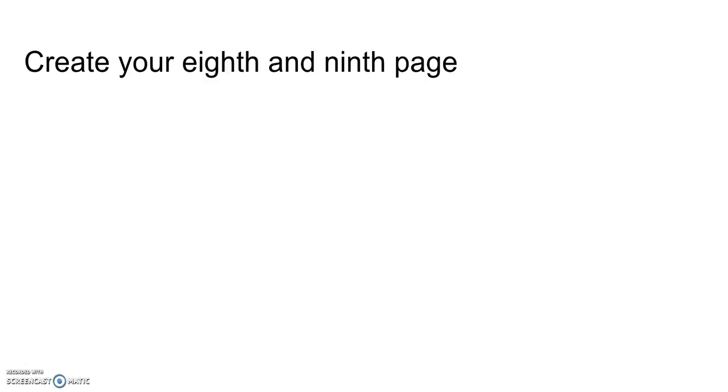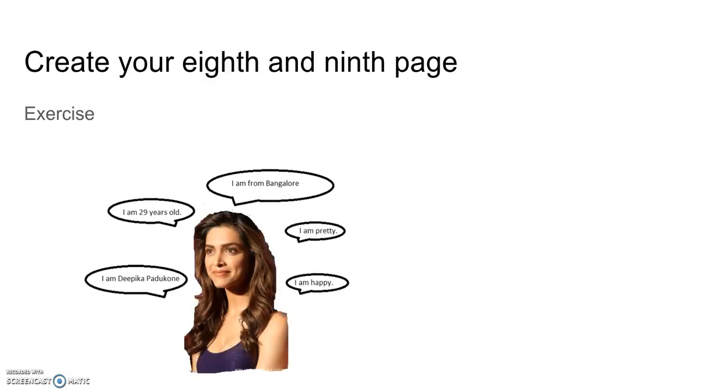So let me give you an example of an exercise first. Okay, so what do we have here? We have a picture of an Indian celebrity called Deepika Padukone, and around her you could see a few bubbles. Each of them contains a sentence which starts with the I.